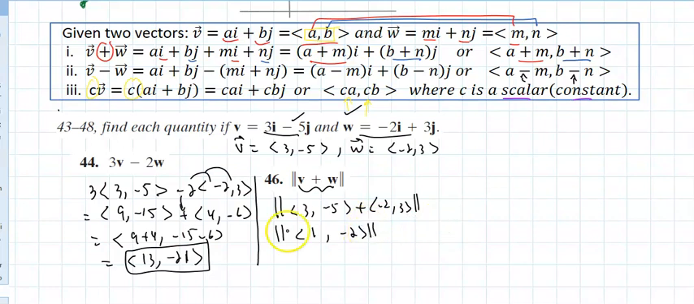And now I want the magnitude of that. Well, hey, do you remember how that works? If I moved 1 unit to the right and 2 units down, do you remember how to find r? Isn't that the square root of 1 squared plus negative 2 squared? That would be the square root of 5. And there it is. And do not mix this up.